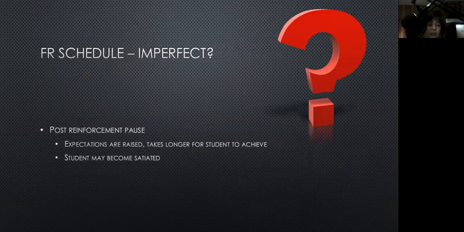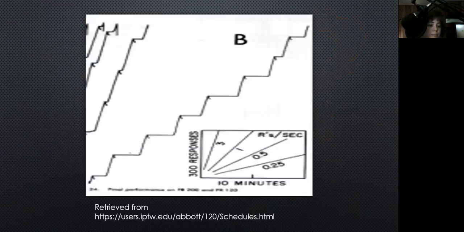The major weakness of a fixed ratio schedule is the student may take a post-reinforcement pause. This means that when you change the ratio levels, it may challenge the student and they might take longer to get that reinforcement again. Behaviorist B.F. Skinner used a machine he created called the cumulative recorder to track post-reinforcement pauses. You can see from this graph that a fixed ratio schedule creates kind of like a staircase effect.